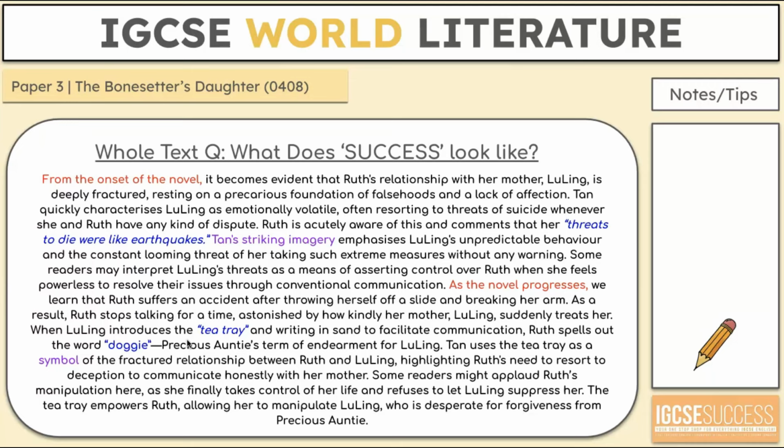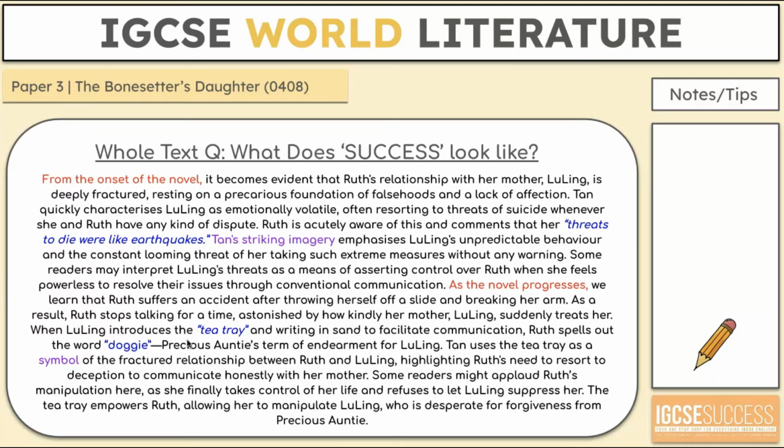Note the transition sentence. So as the novel progresses, we learn that Ruth suffers an accident after throwing herself off a slide and breaking her arm. As a result, Ruth stops talking for a time, astonished by how kindly her mother LuLing suddenly treats her. When LuLing introduces a tea tray and writing in the sand to facilitate communication, Ruth spells out the word doggy, Precious Auntie's term of endearment for LuLing. Tan uses the tea tray as a symbol of the fractured relationship between Ruth and LuLing, highlighting Ruth's need to resort to deception to communicate honestly with her mother.